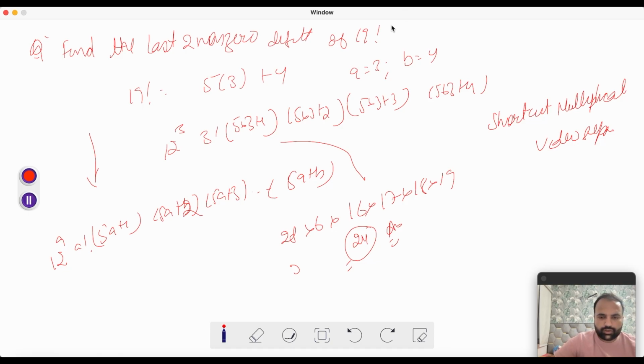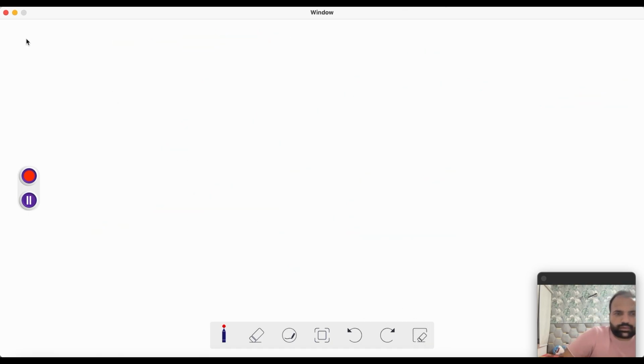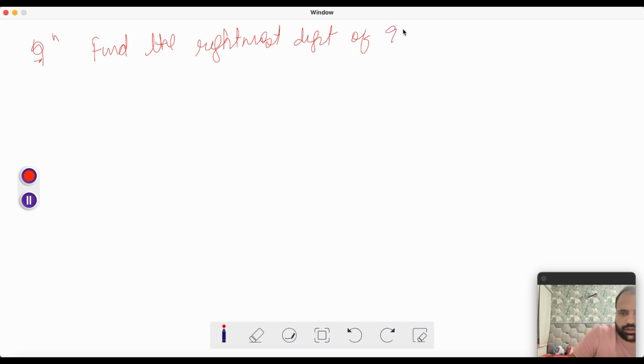Now, if you have understood, we'll do some other questions as well. The question is, find the rightmost non-zero digit of 933 factorial. Again, it looks difficult, but isn't it simply what we know? If we take it over here, what do we get?